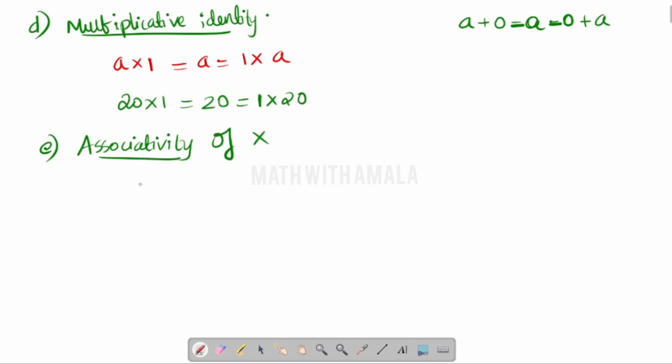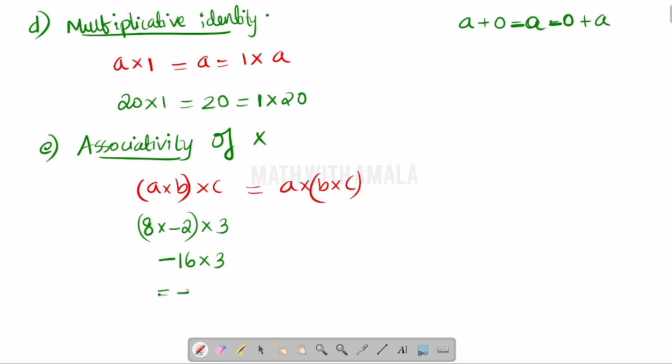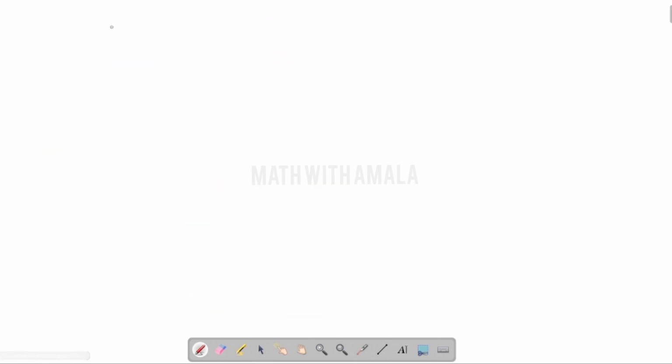Okay. Next is associativity of multiplication. So how can we do this? Let's take three numbers instead of 2 or 1. Just write it: A into B into C equal to A into B into C. Both are same, but association is coming in the bracketing. In the first case, A into B will be done first. In the next case, B into C will be done first, and then the next procedure will be done. So 8 into minus 2 into 3 equal to 8 into minus 2 into 3. You have to take care of the bracketing. In both cases I have shown here LHS and RHS are same for the example.